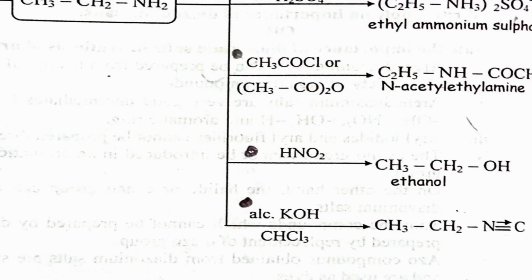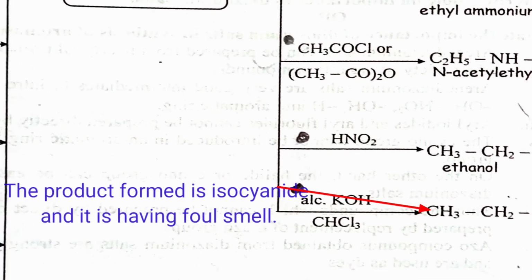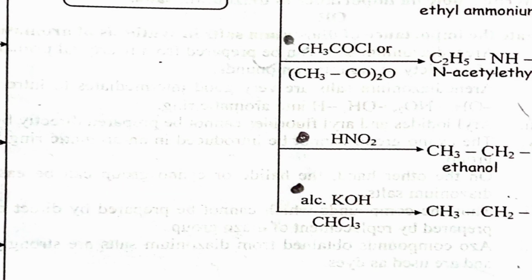ethylamine reacting with potassium hydroxide in the presence of chloroform, the product coming is CH3CH2 and triple C. Here one thing we should be very careful about: this product has a very dirty smell.